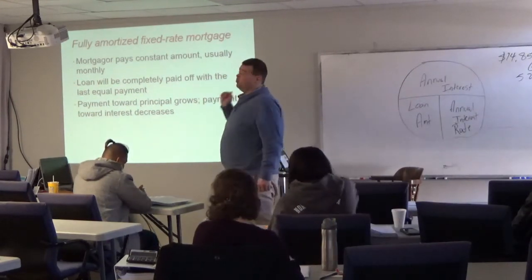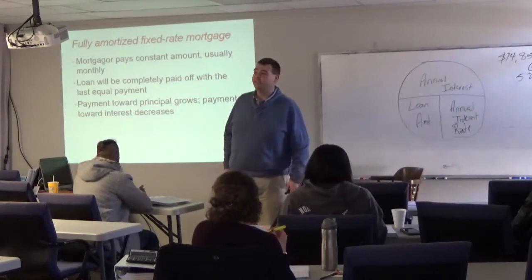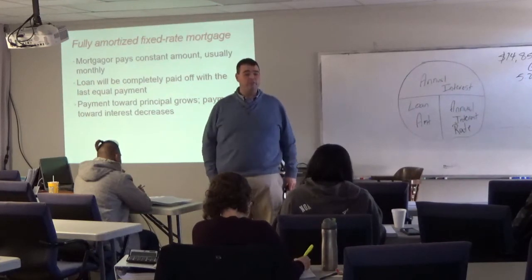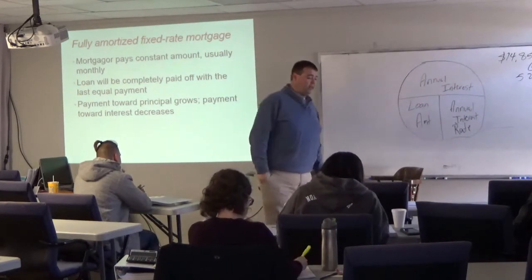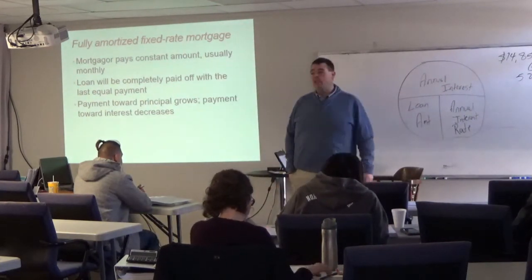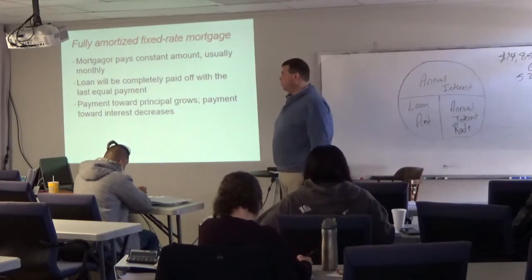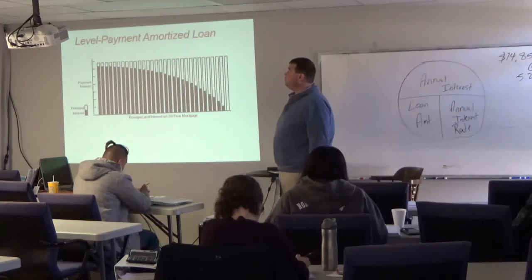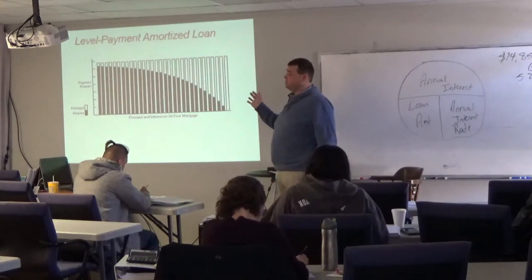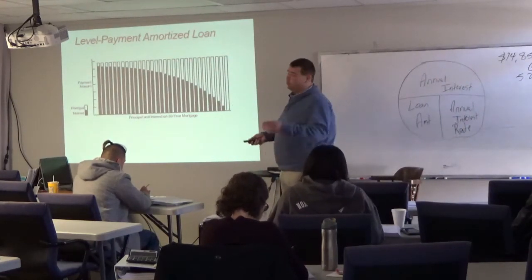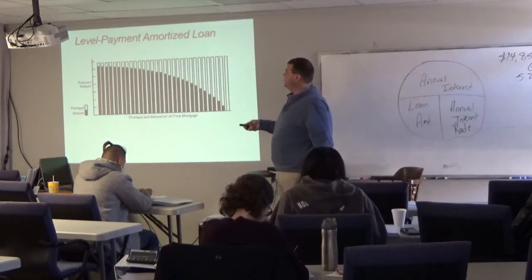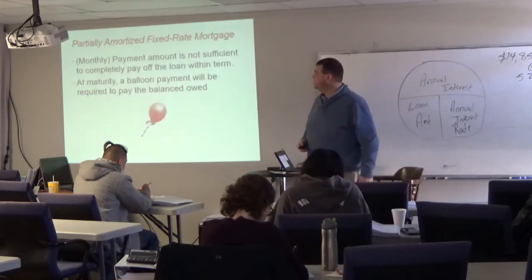What do you think the fixed rate part means? The interest rate is going to stay the same over the life of the loan. So the interest rate is going to stay the same, and the balance of the loan is going to be paid down to zero with the last payment. This is what a fully amortized fixed rate loan looks like, and we've seen that with our little chart. The payment stays the same all the way across, and more of it goes toward interest in the beginning, and more goes toward principal in the end.